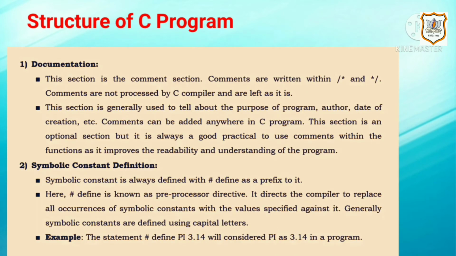Let's understand this section in detail. First one is a documentation. Documentation is the comment section. Comments are written within slash asterisk sign and asterisk sign slash. Comments are not processed by C compiler and are left as it is. This section is generally used to tell about the purpose of program, author, date of creation, etc.